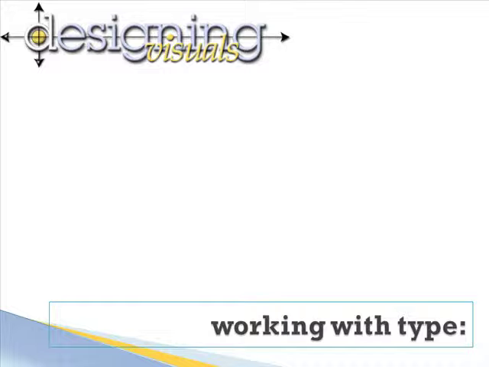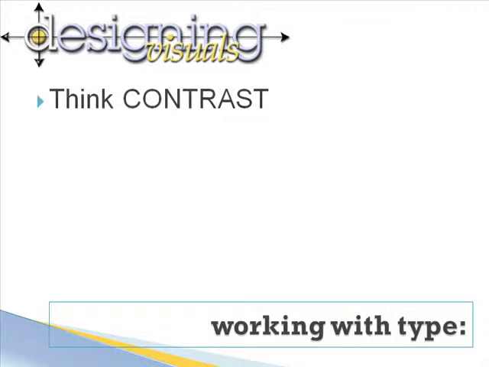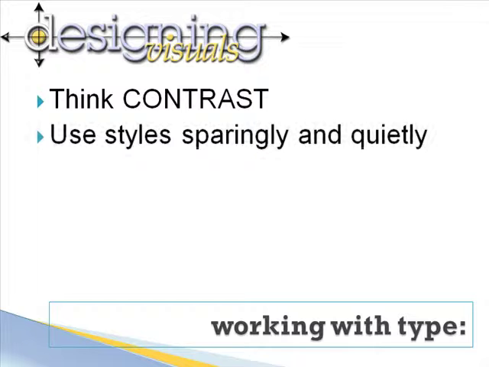So let's start with just a couple of guidelines about working with type to create a more interesting visual. First and foremost, I think, is think contrast. Big, small, thick, thin, black, white, black, red, serif, sans serif. Every place you go, to make it more interesting visually, you should have some of this and some of that, but the more you can play off one idea over the other, you're going to have a more dynamic looking visual.